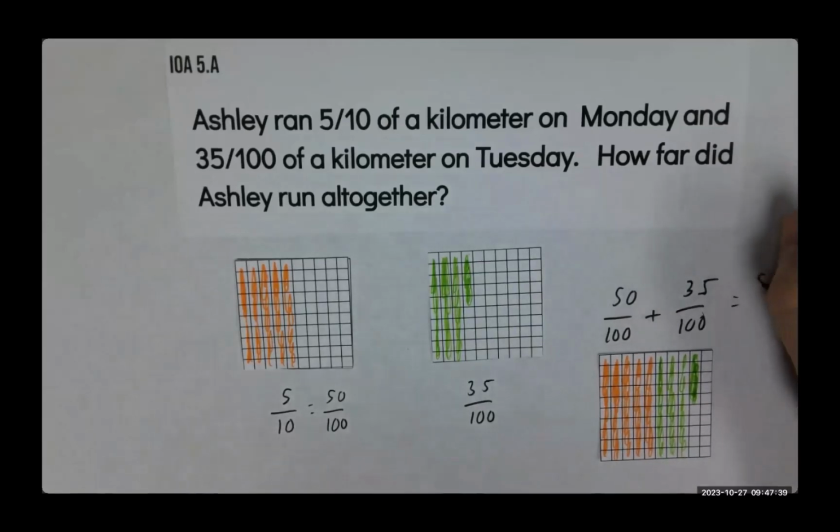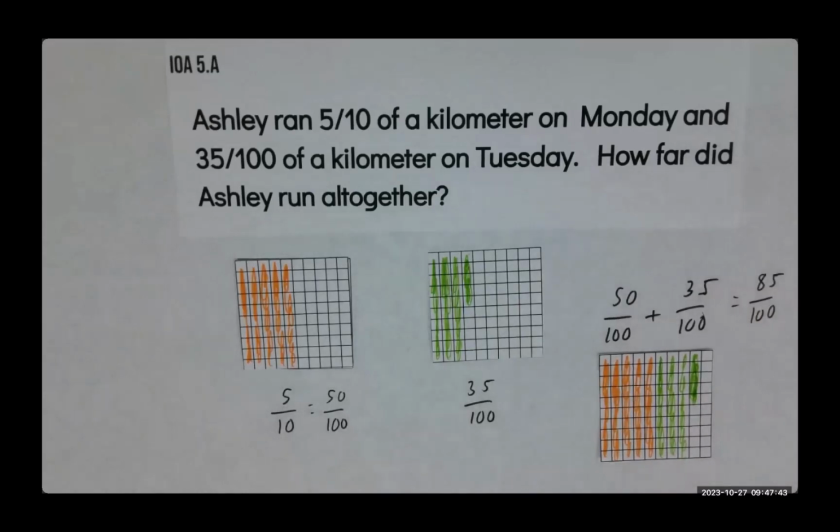Now I can see that I have shaded in 85 hundredths. So Ashley ran 85 hundredths total kilometers on Monday and Tuesday combined.